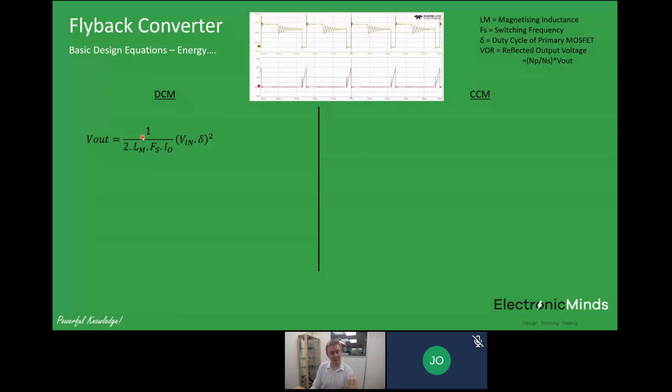And you can see that the output voltage now becomes a function of the magnetizing inductance, the switching frequency, the output current, and various other parameters here. The peak primary current, again, you can calculate using the same mathematical approaches.